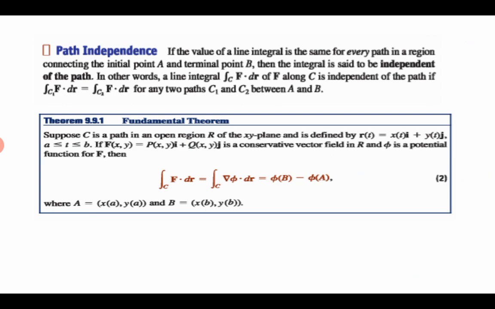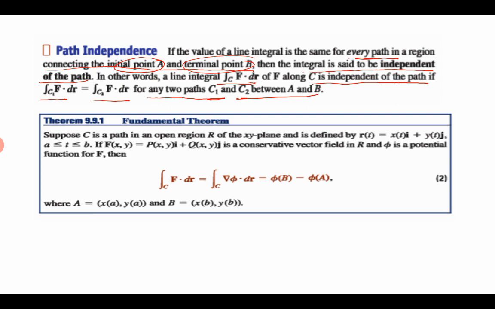Path independence. If the value of a line integral is the same for every path in a region connecting the initial point A and terminal point B, then the integral is said to be independent of the path. That's what we have seen in the previous introduction part, isn't it? In other words, the line integral of F dot dr along C is independent of the path if the integral over C1 is equal to the integral over C2 for any two paths C1 and C2 between A and B.